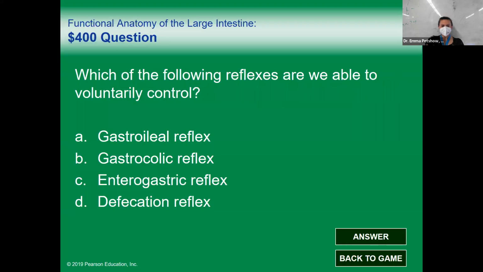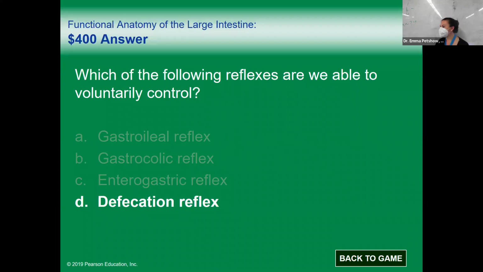Large intestine 4. Which of the following reflexes are we able to voluntarily control? The gastroileal, the gastrocolic, the enterogastric, or defecation? Which one do you know we can control? And then choose that answer. This isn't a healthy person that doesn't have pathology. We'll say that.